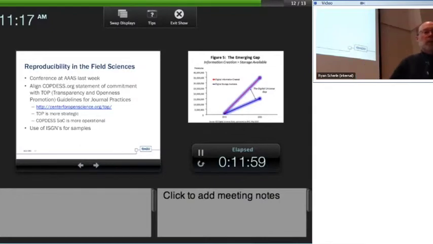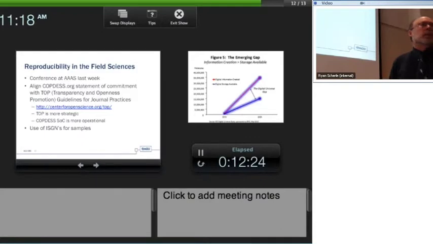And one of the outcomes was to align the statement of commitment, which is an operational statement of commitment, with an earlier output that AAAS and the Center for Open Science developed as a result of an earlier conference called the TOP Guidelines, for Transparency and Openness Promotion Guidelines for Journal Practices.